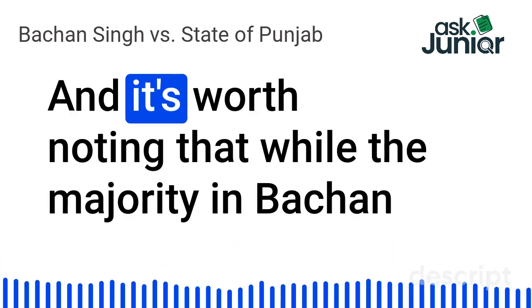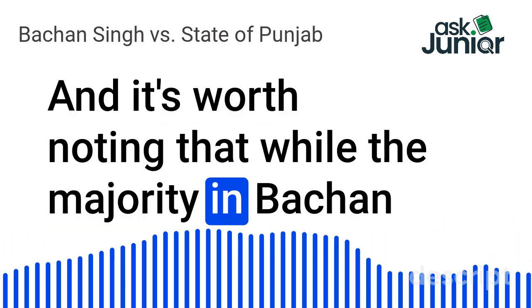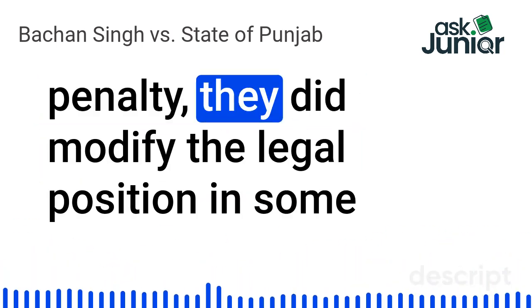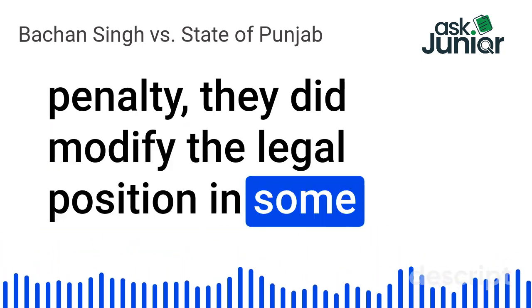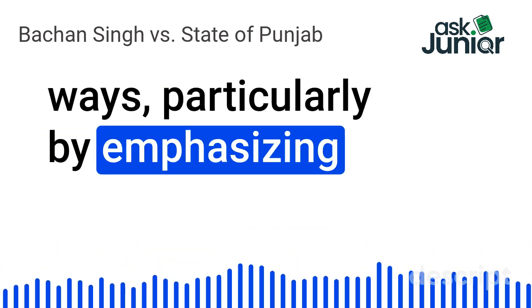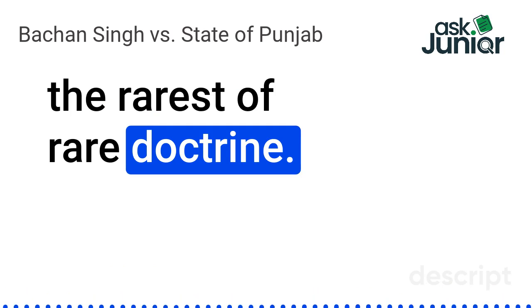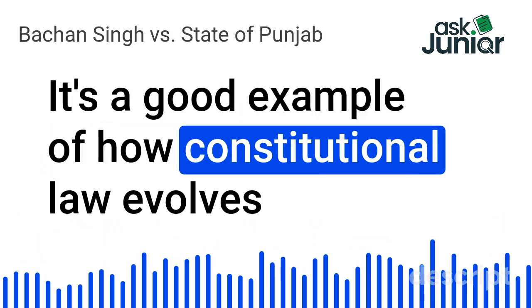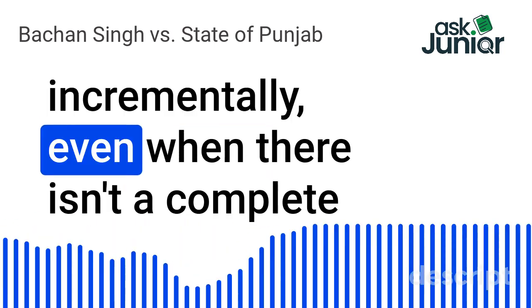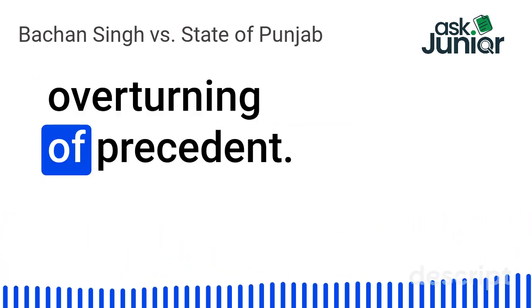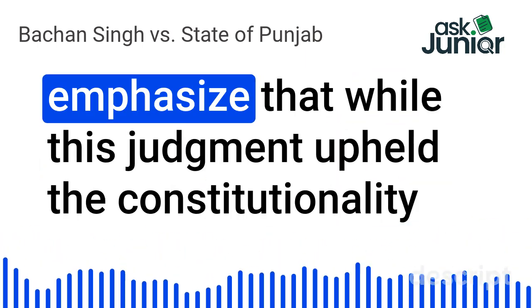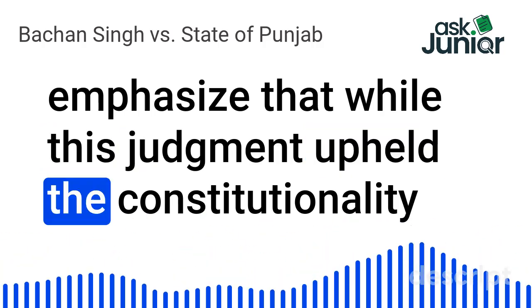Absolutely. And it's worth noting that while the majority in Bachan Singh upheld the constitutionality of the death penalty, they did modify the legal position in some ways, particularly by emphasizing the rarest of rare doctrine. That's true. It's a good example of how constitutional law evolves incrementally, even when there isn't a complete overturning of precedent.